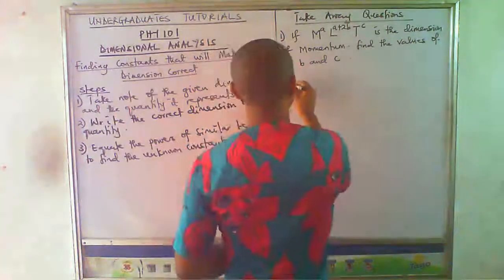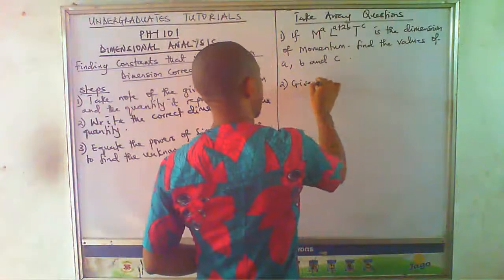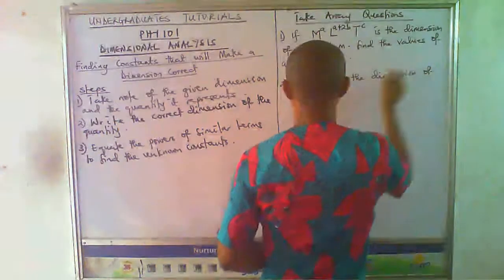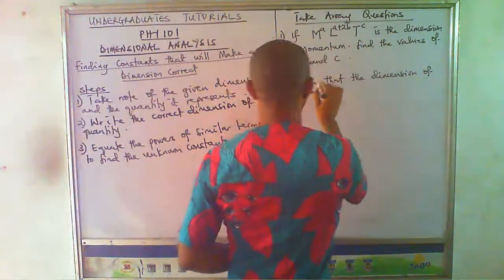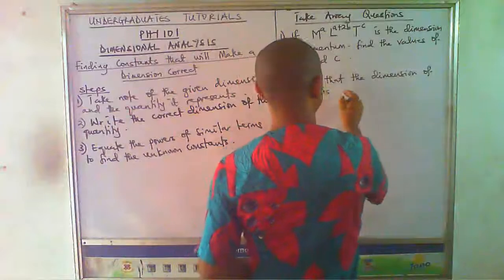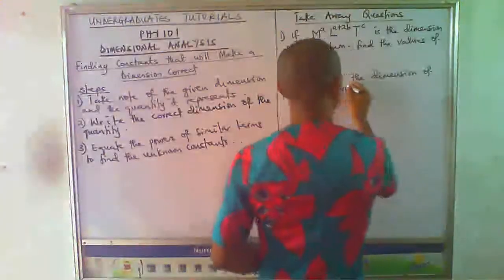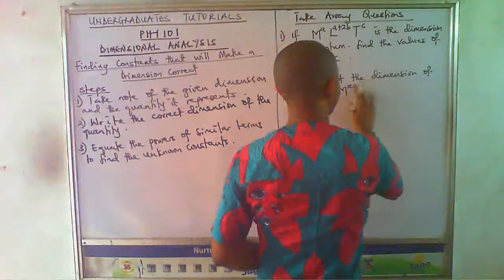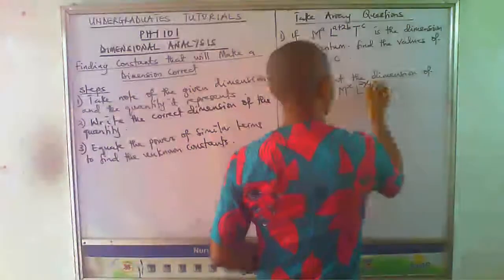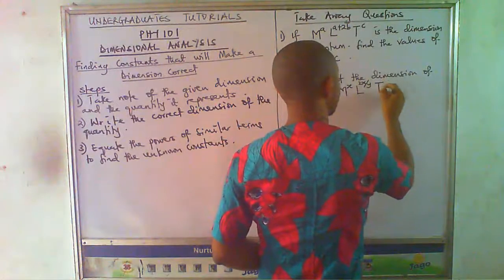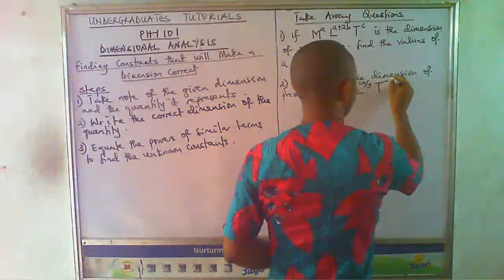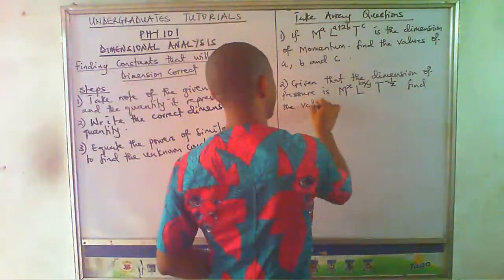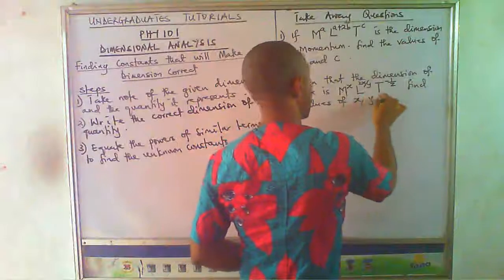Question 2. Given that the dimension of pressure is M to the power x, L to the power 2x over y, and T to the power minus 1 over z, find the values of x, y, and z.